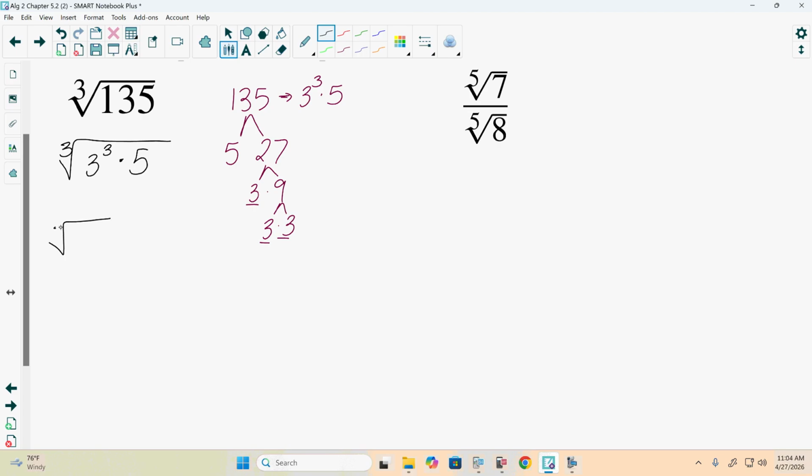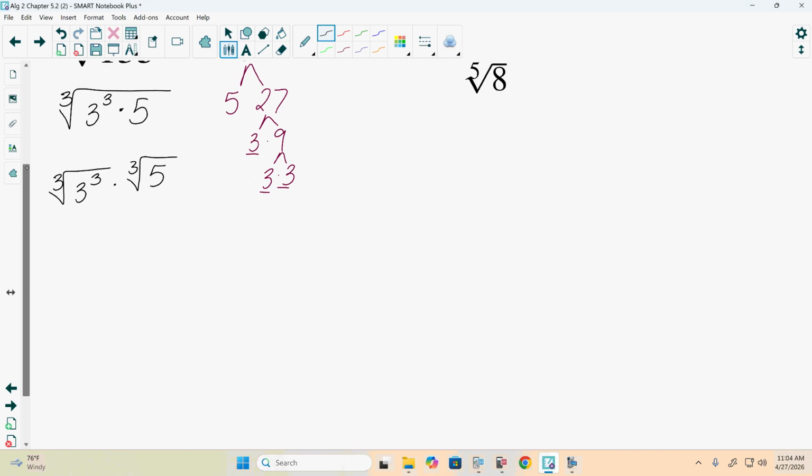And according to our product property of radicals, we can rewrite this as the cubed root of 3 to the third times the cubed root of 5. And what is the cubed root of 3 to the third power? It would be 3, because the cubed root and the third power match, so they cancel out. That's the same as 3 to the 3/3, or 3 to the first.